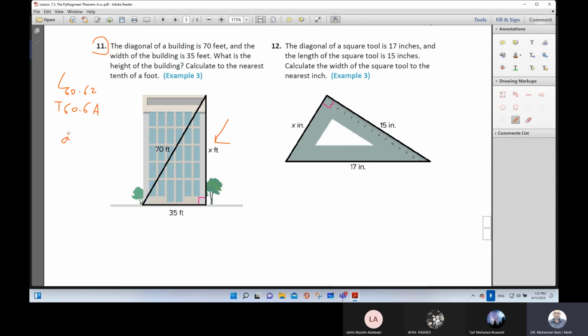Start from the rule. A squared plus B squared equals C squared. This is A and this is B. A will be 35 squared. Plus B squared means X squared equals C squared means 70 squared. Now 35 times 35. The answer will be 1225, plus X squared equals 70 times 70 would be 4,900.